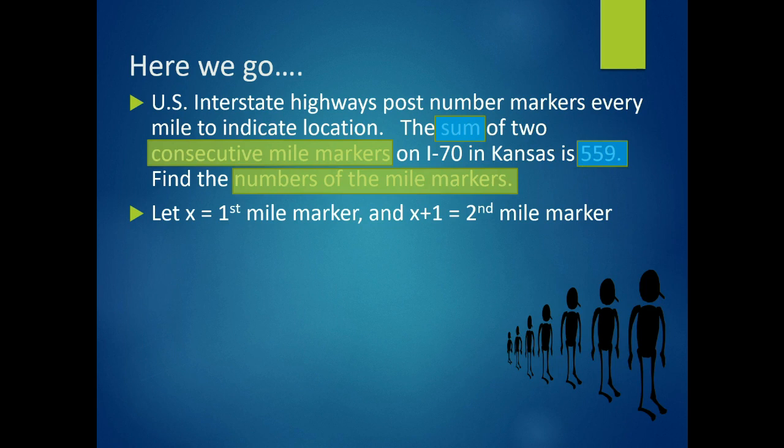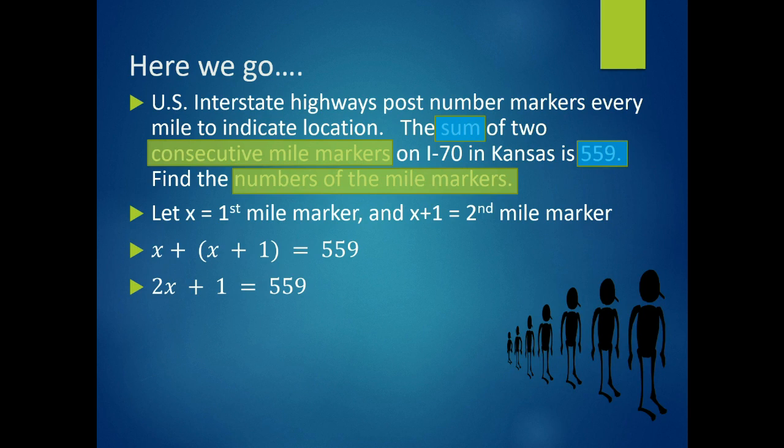Sum is the term given to the result of an addition problem. So we're ready now to set up that equation. The first mile marker plus the second mile marker, represented by the variables established prior to this, is equal to 559. Simplifying this equation, the parentheses have no effect. We'll combine like terms. x plus x makes 2x.